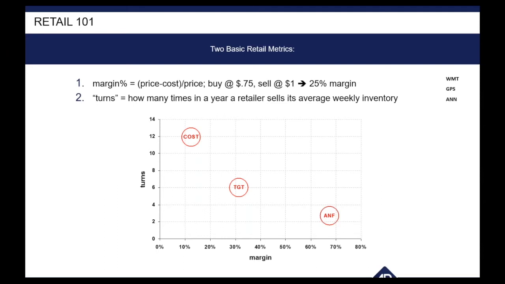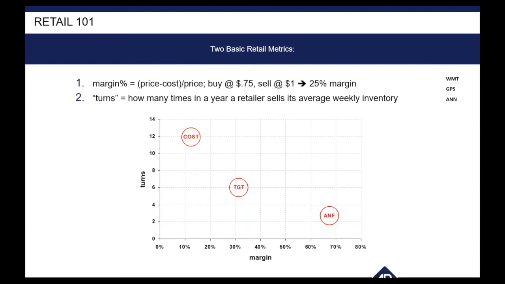How many units of product is the retailer selling for an average SKU in an average store in an average, say, week? Anybody who's been at Costco knows that merchandise almost literally flies off the shelf, whereas if you walk into an Abercrombie and Fitch store, it's a lot less traffic, a lot less volume of sales, and Target pretty evenly splits that in the middle.